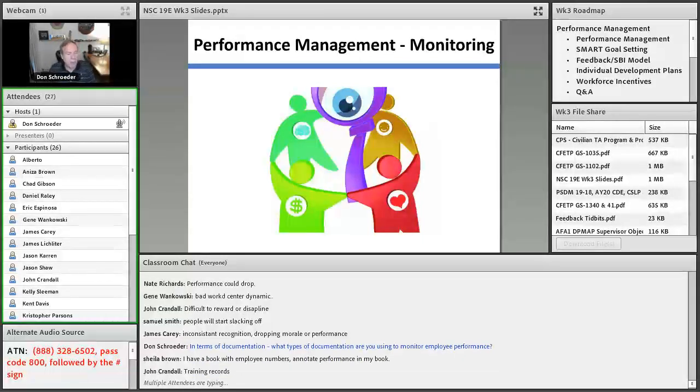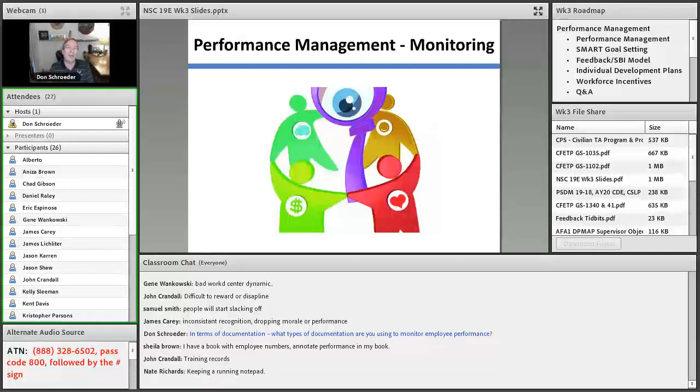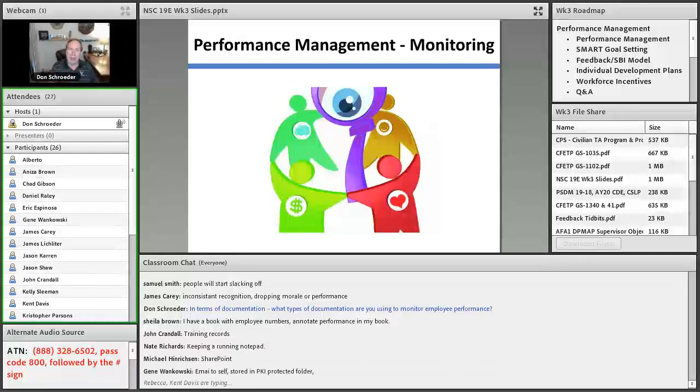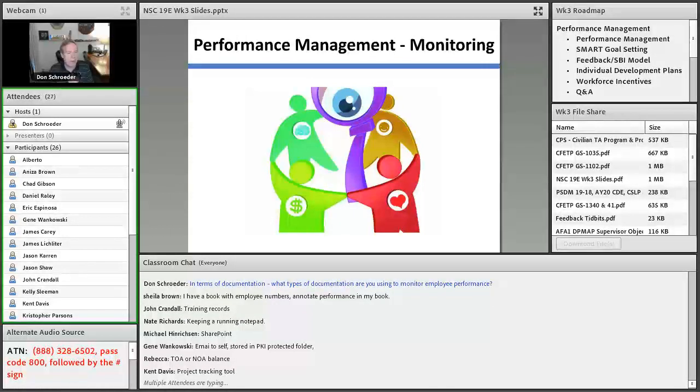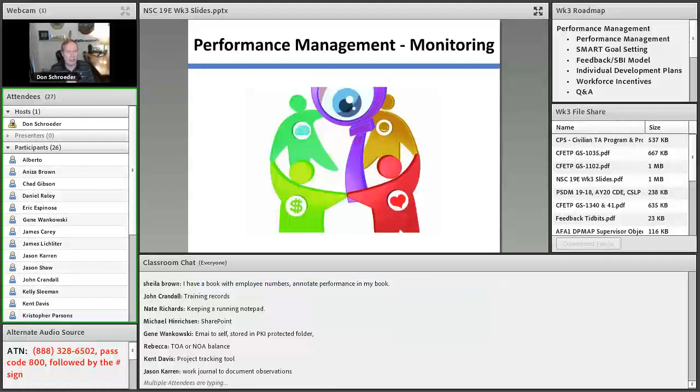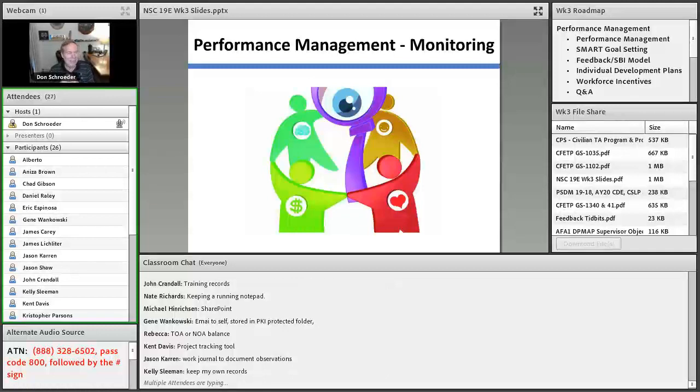Sheila says she has a book with employee numbers and annotates performances in her book. Oh, John's using training records. Okay. What else y'all are using? The reason I have y'all type this in is because it gives other people in the classroom ideas that they may start piggybacking on, right? Called benchmarking. Michael's using SharePoint. Nate's using a running notepad. Oh, I hope it doesn't run too fast on you, right? Catch it if you can there, Nate. No, I'm kidding. Gene emailed himself, keeps it in a protected folder, okay.